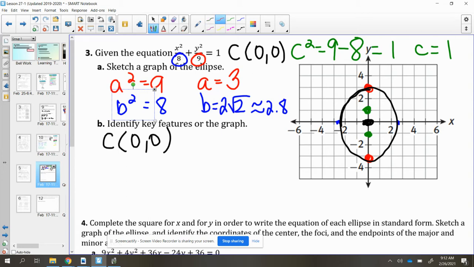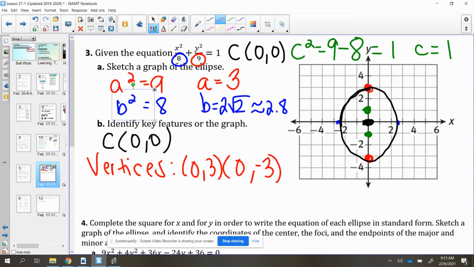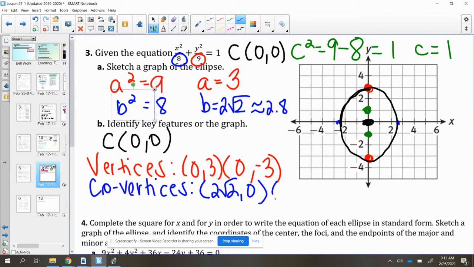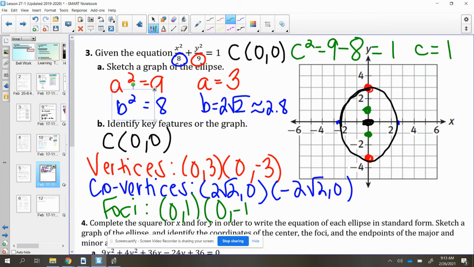Okay. So some key features where things are located at, again, we said the center is at 0, 0. And then the two vertices, aka the endpoints of our major axis, are at 0, 3 and 0, -3. The co-vertices, or the endpoints of the minor axis, those were at 2 square root 2, 0 and -2 square root 2, 0. And then last but not least, our two foci are located at 0, 1 and 0, -1.